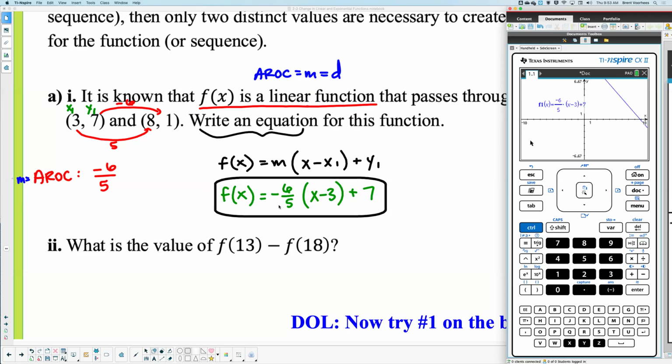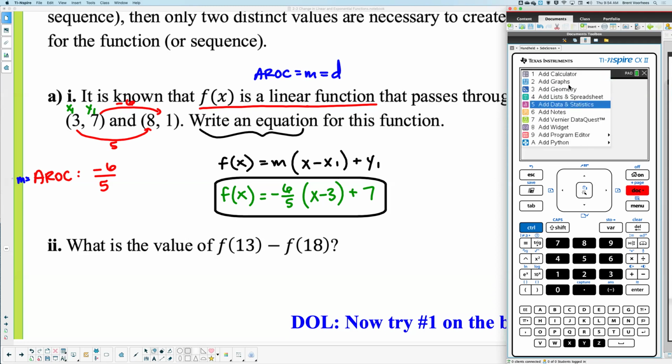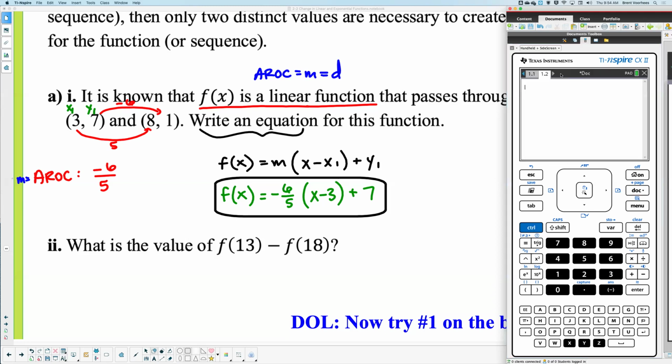Let's line. Now, to find f of 13 minus f of 18, there's a calculator way of doing this. Anybody remember? Well, this is a calculation. Where do I make this calculation? I need to add a page. How do we add a page? Control dot, hit add a calculator.